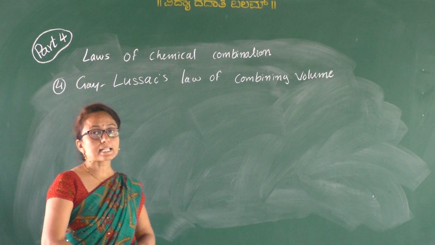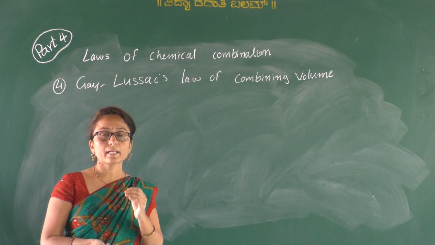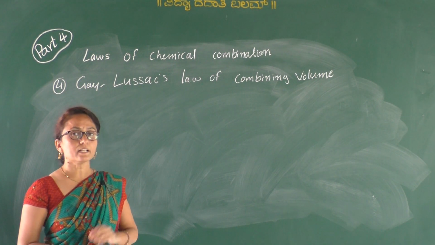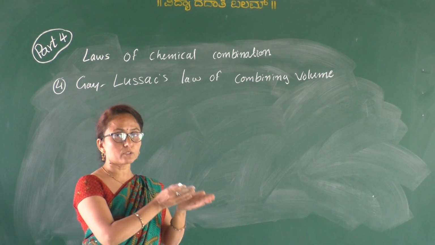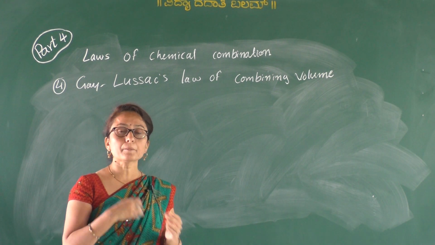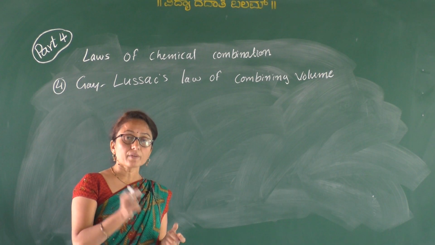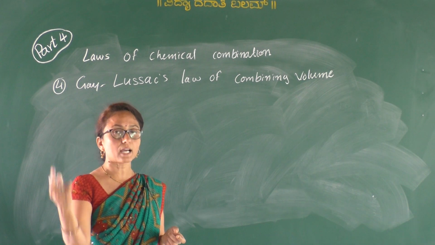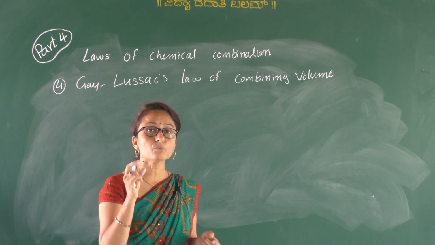Okay. So this law was proposed by Gay-Lussac. This law is mainly for the gaseous reactants and products. Whenever gases are combined, consider we have two different gases. If these two different gases combine and produce another gas, then the ratio of these gases which are combining to produce another gas is always in the simplest ratio by volume.